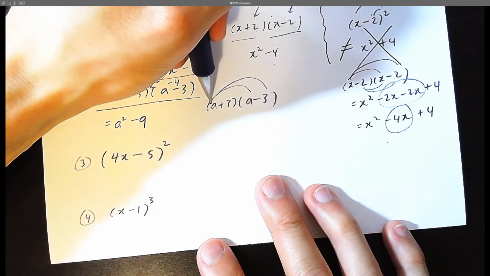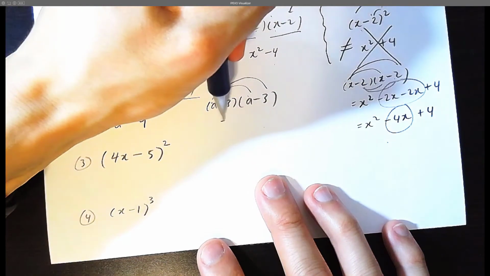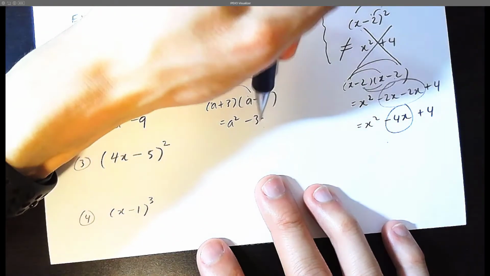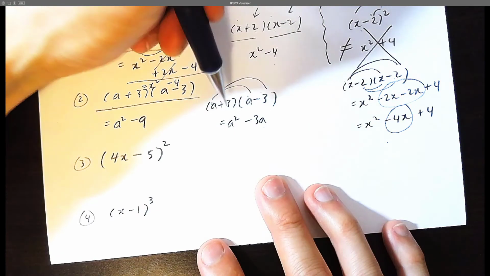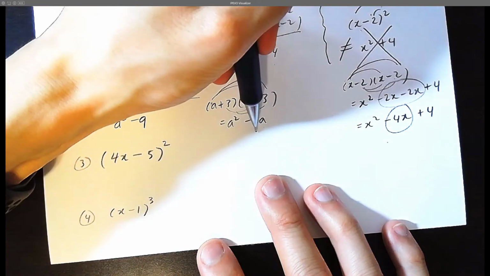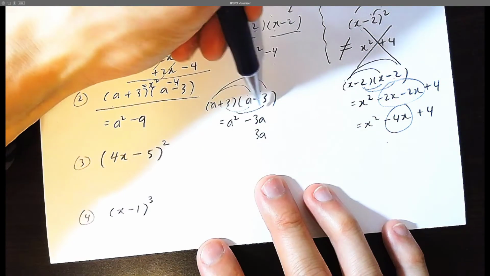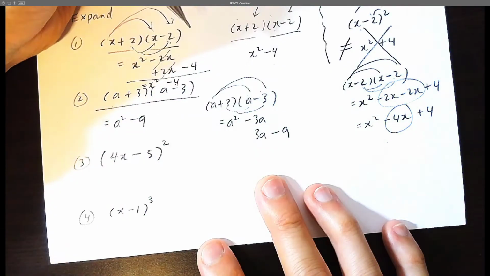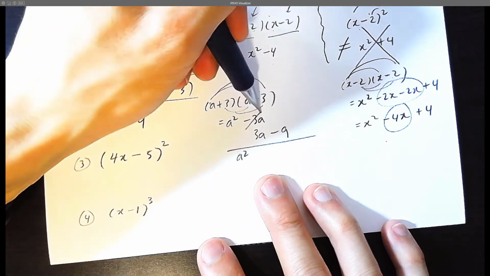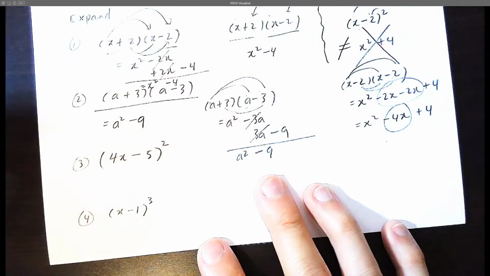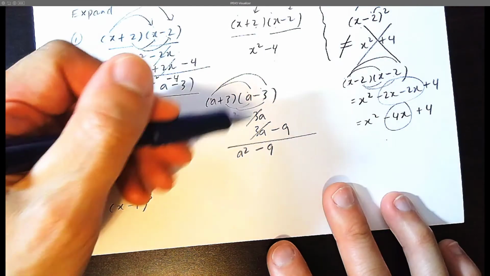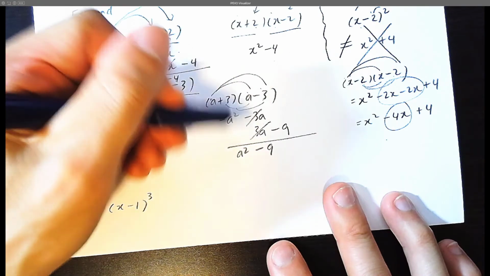This is you. A times a is a squared. A times negative 3 is negative 3a. And this is your brother or sister feeding the dog, feeding the cat again. 3 times a is 3a. And positive 3 times negative 3 is negative 9. Cha-ching! You can see the final answer is a squared, and these cancel, minus 9. It's nice to line things up sometimes so that you can quickly add things up.